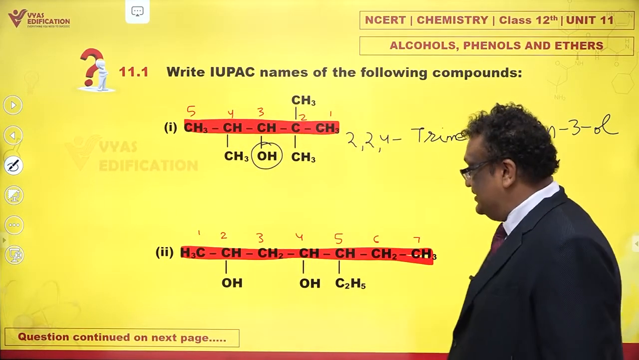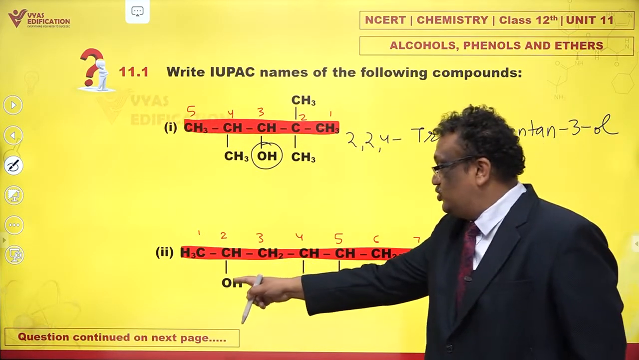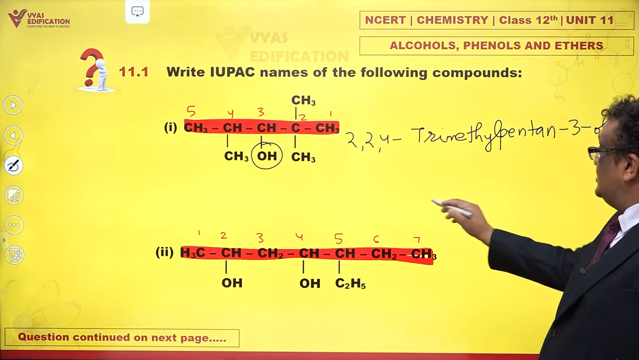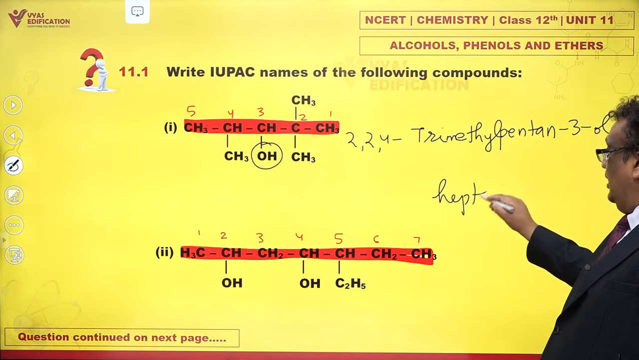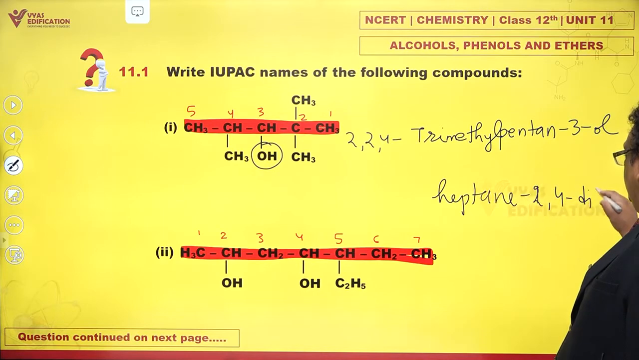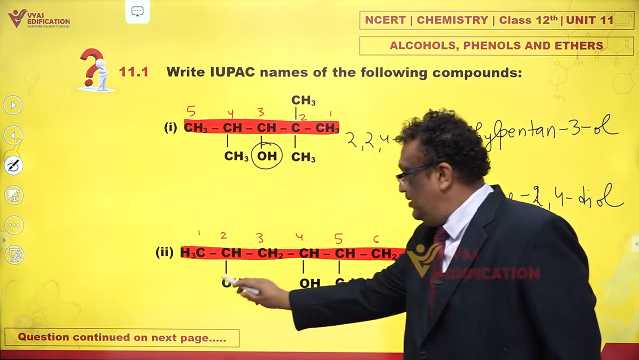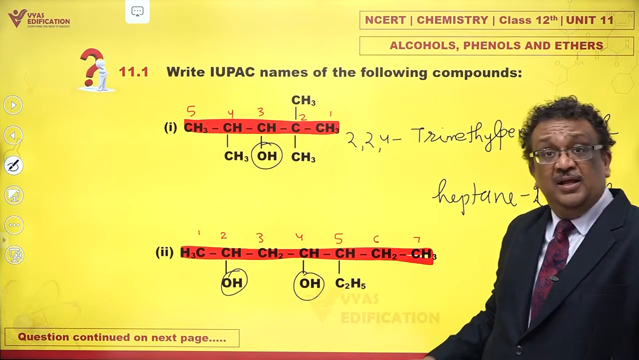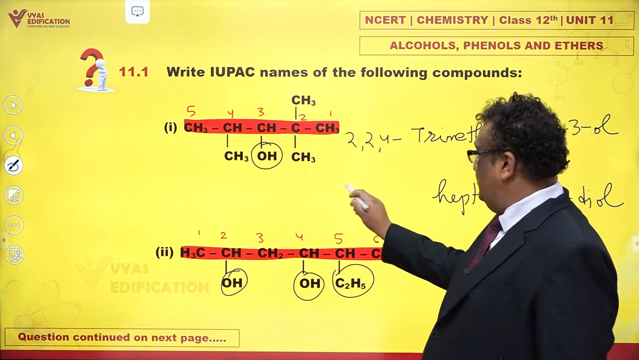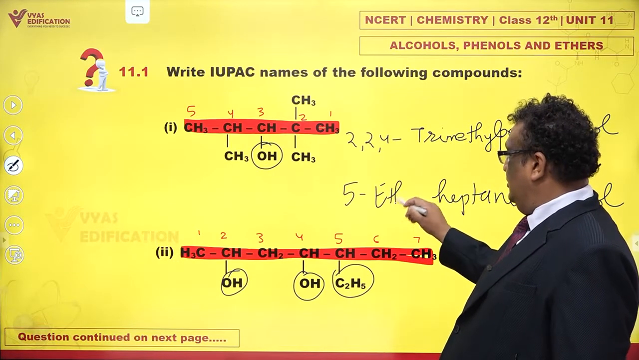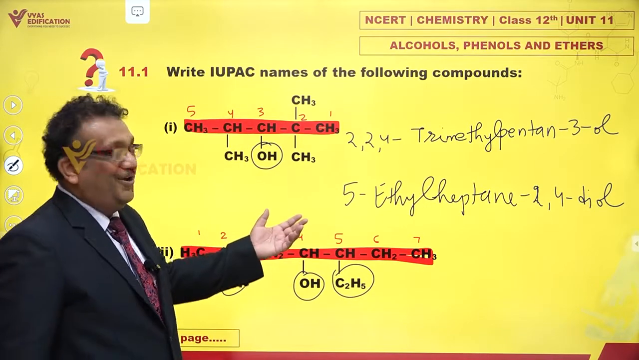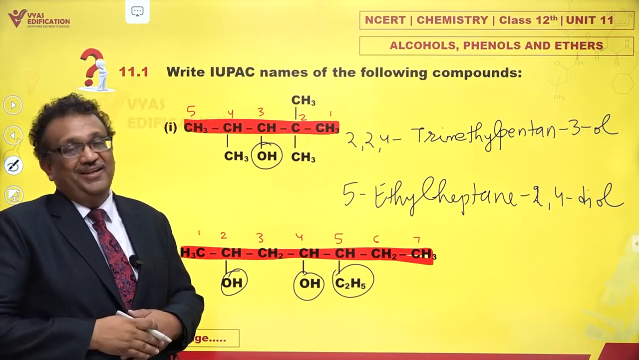The second one says it is 2,4 diol. 7 means hepta. So this is heptane 2,4 diol. This is heptanediol. That much we have done. Is there any other substituent? Yes, there is an ethyl group. So this is 5-ethylheptane-2,4-diol. This is the way we write the names.